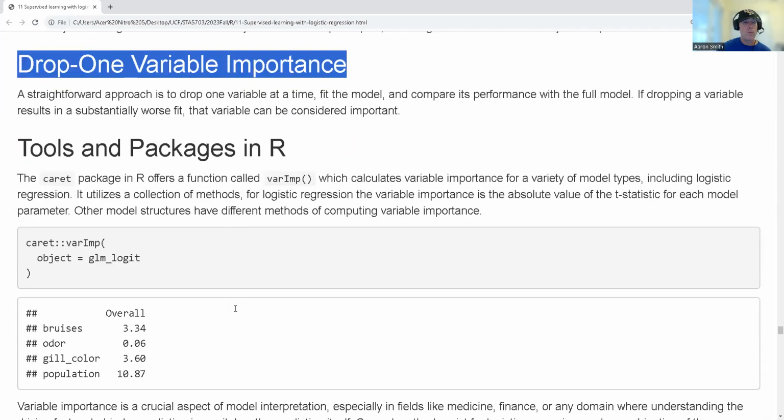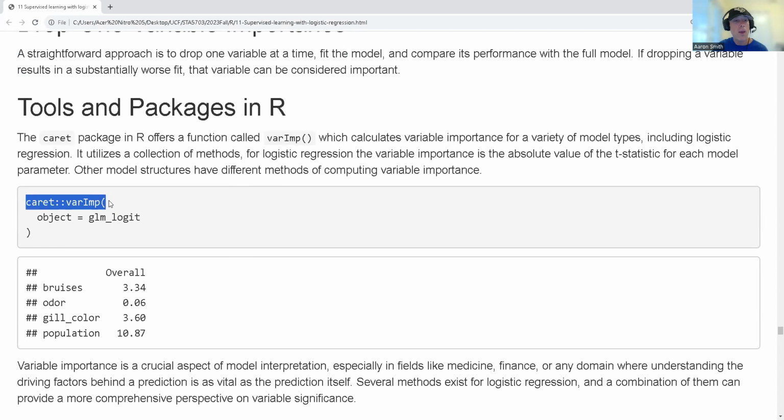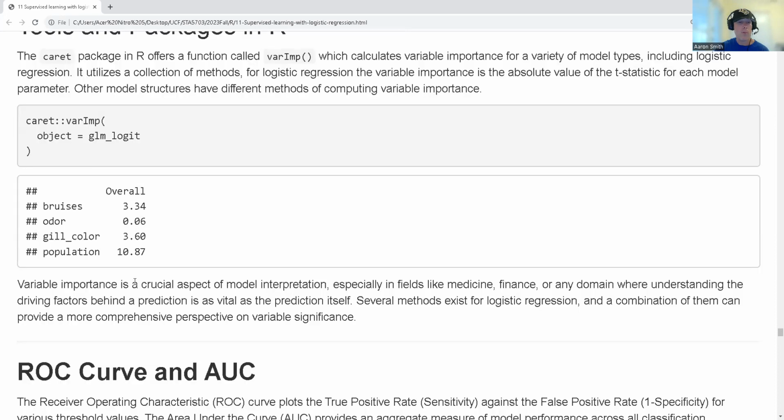Now we can get our variable importance real easily from the model using varImp, variable importance. This is a generic function for almost any model structure that caret can work with. And so here I'm just showing this really for future ones, but you can see that this is the absolute value of that z-test statistic list that we had previously.